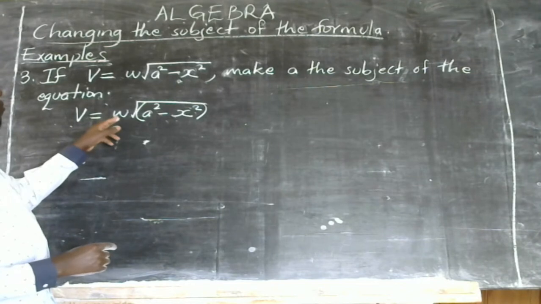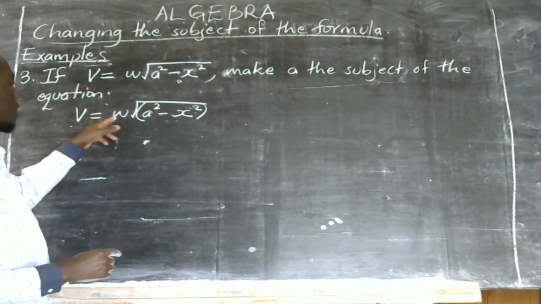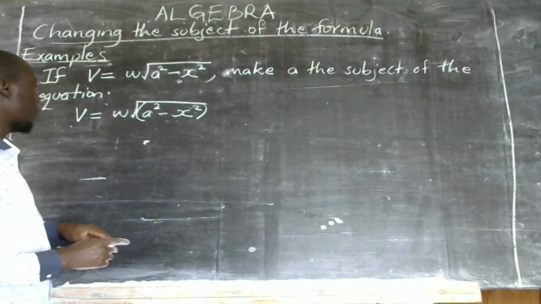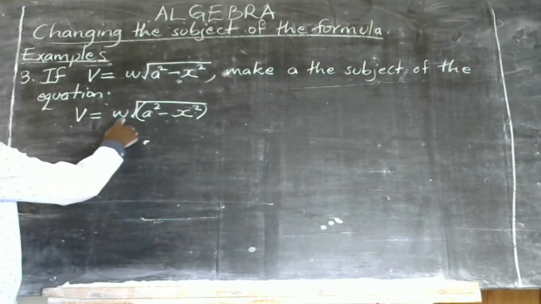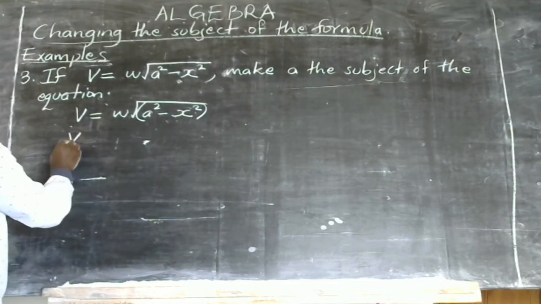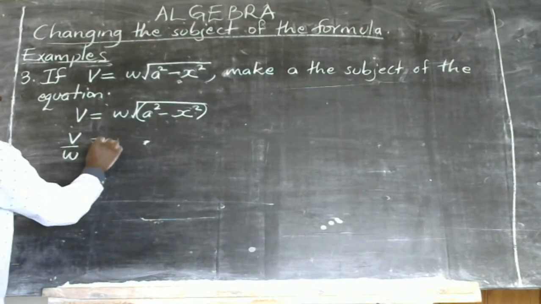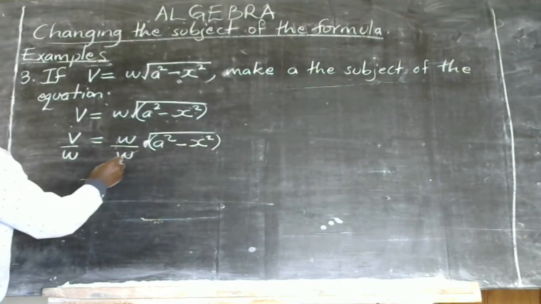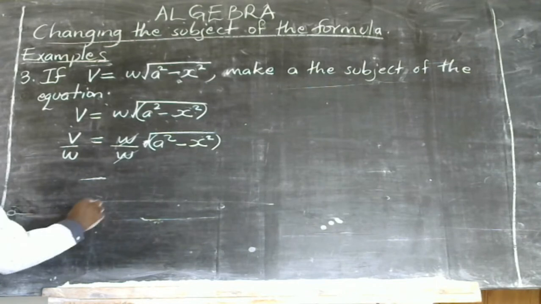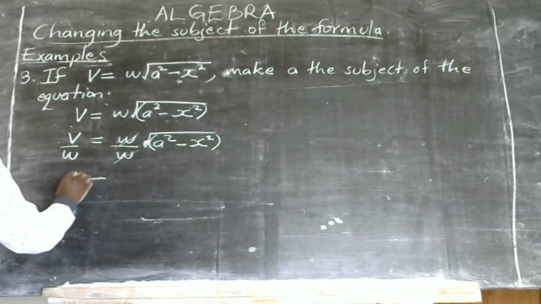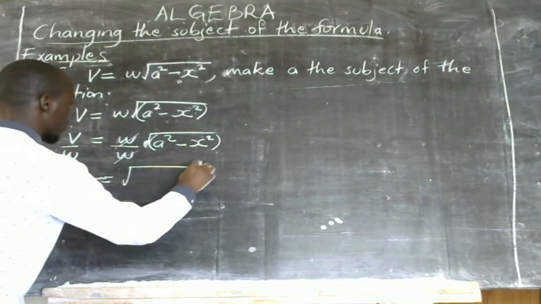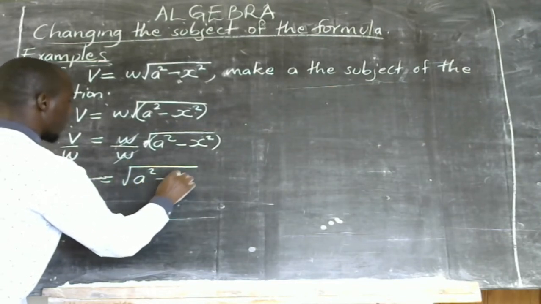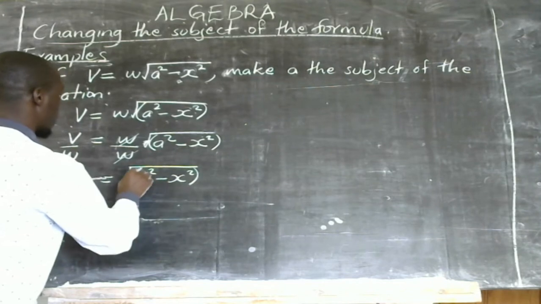So what I'm going to do first is eliminate the w on the right hand side. Since it is multiplying, I'm going to divide both sides by it. Then it cancels out on the right hand side. So I have v all over w is equal to the square root of a squared minus x squared.